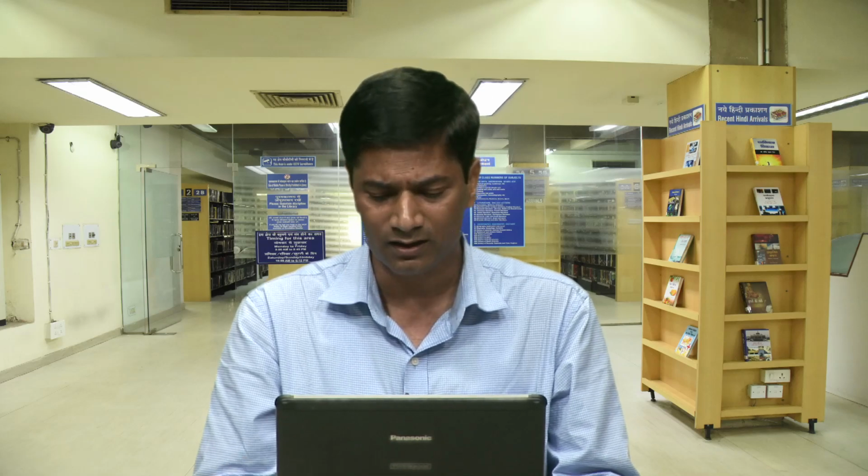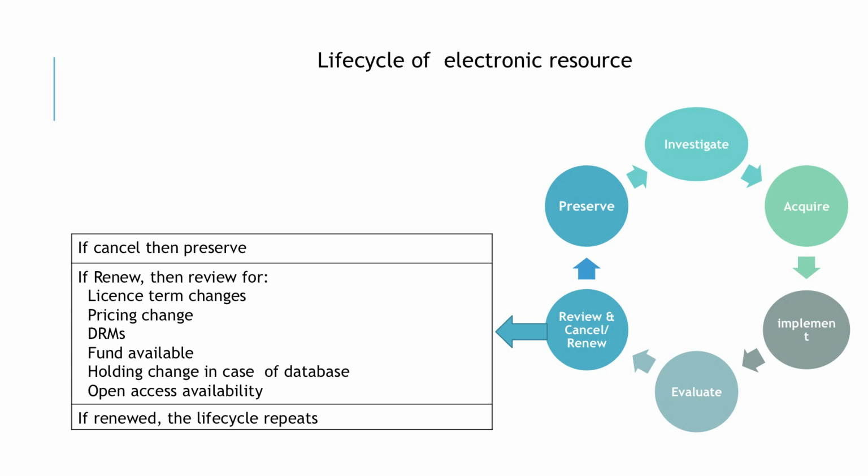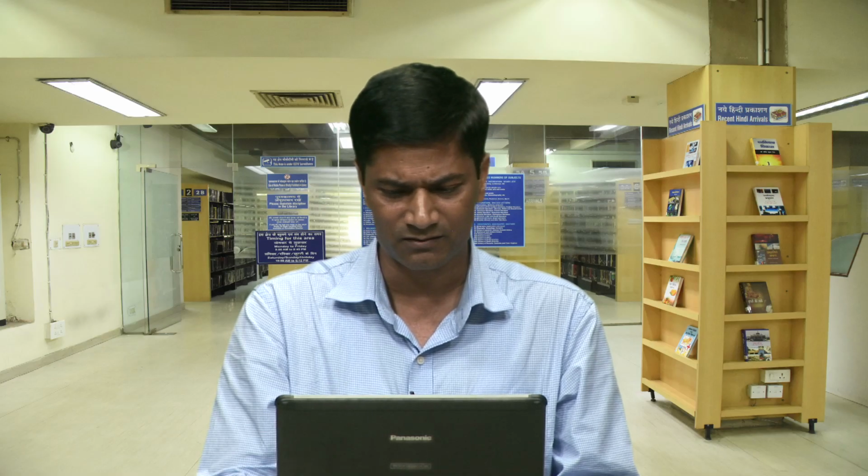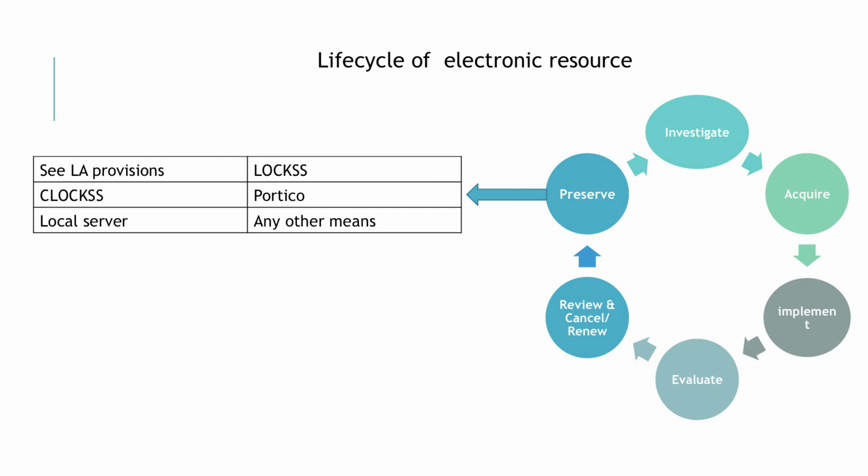If we are going for the cancellation, then we have to go for the preservation aspect, and we see the terms mentioned in the license agreement, that is, how the post cancellation access should be provided, either through LOCKSS, CLOCKSS, Portico or by any other means like our own server. And if we renew the resources, then the life cycle of ERM which we have discussed is repeated. In preservation, as already discussed, we have to see the provisions mentioned in the license agreement, and based on that we should have post cancellation access.